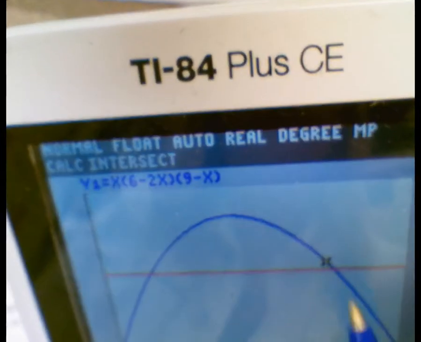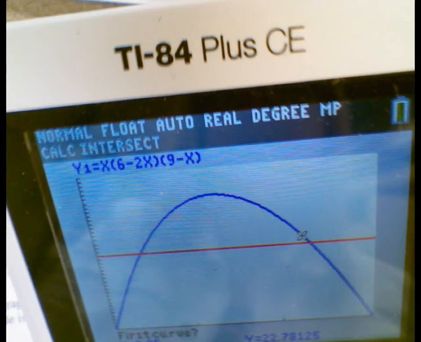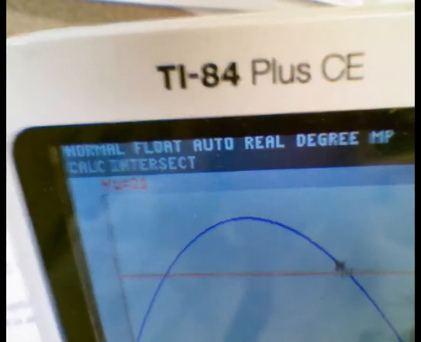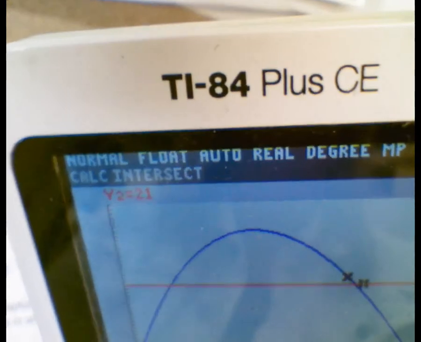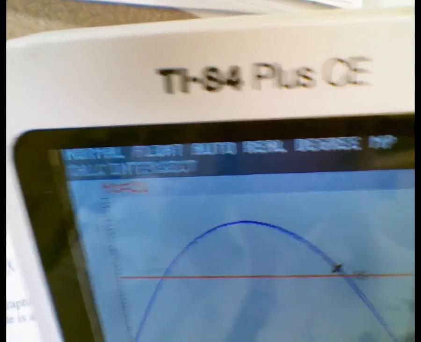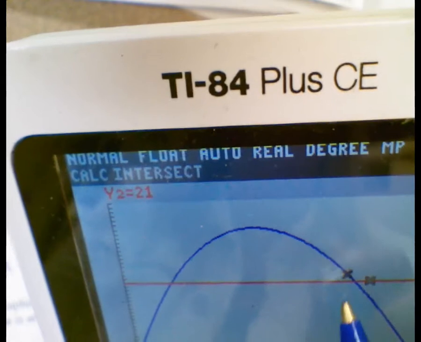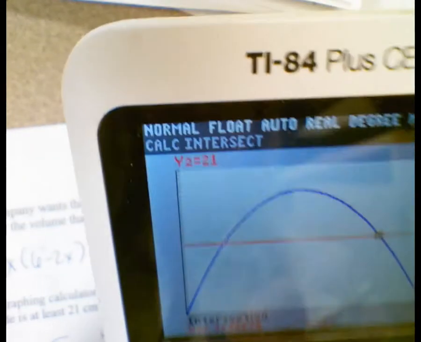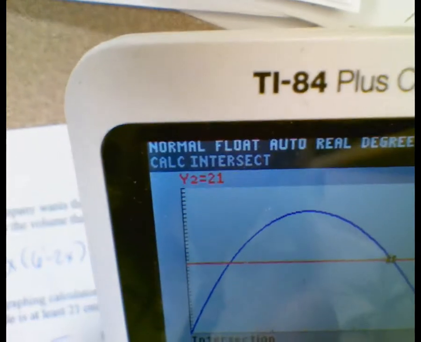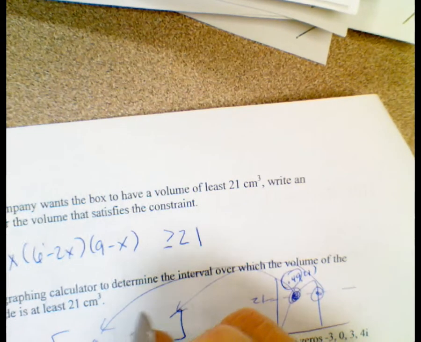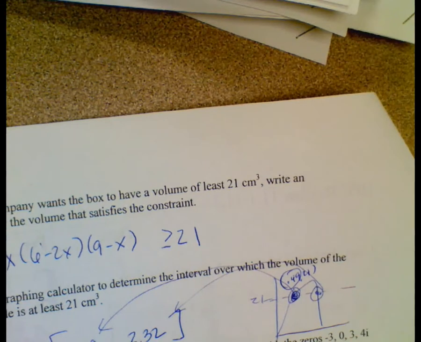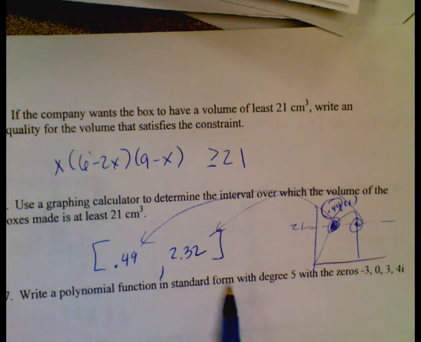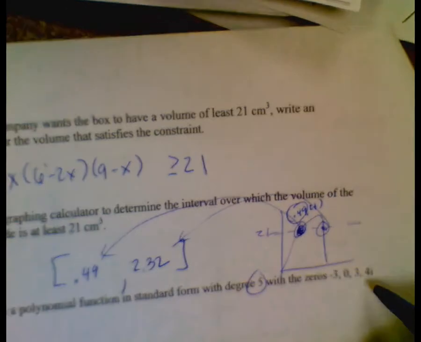My first curve, we are to the left of the intersection. Press enter. Right arrow, now you're on the line. Just go over so that you're a little past where they intersect. Press enter. So you're trying to find this point right in between those two. Press enter. And it's 2.3221. So this is 2.32 and 21. That's your interval.